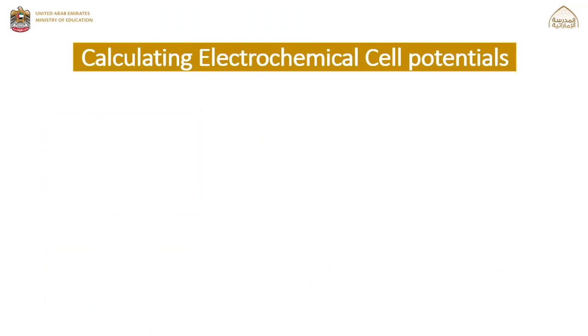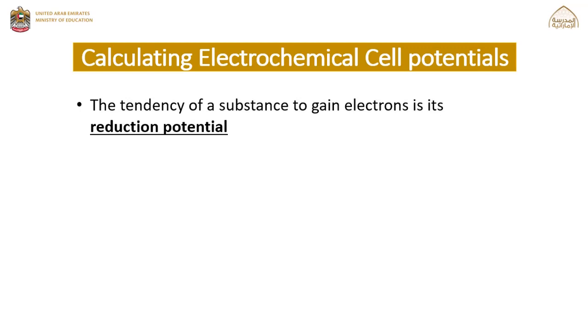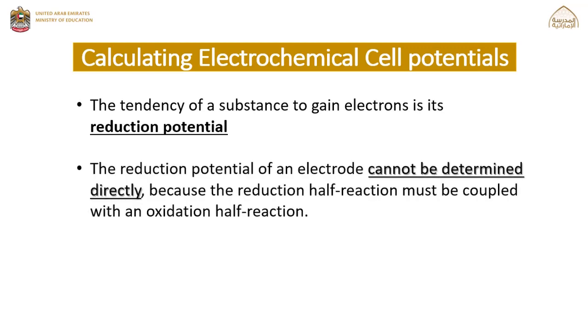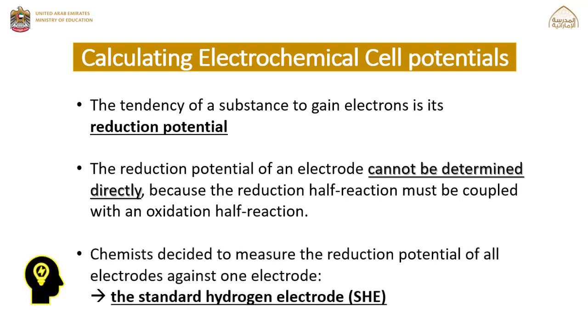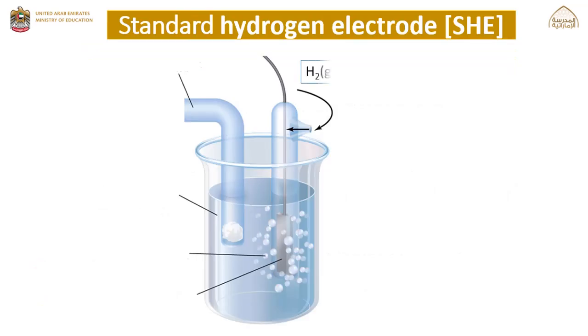Let's find how to calculate the electrochemical cell potential. First of all, you have to know the tendency of a substance to gain electrons is its reduction potential. The reduction potential of an electrode cannot be determined directly because the reduction half reaction must be coupled with an oxidation half reaction. So, chemists decided to measure the reduction potential of all electrodes against one electrode, that is the standard hydrogen electrode, SHE. Let's see the parts of the standard hydrogen electrode.